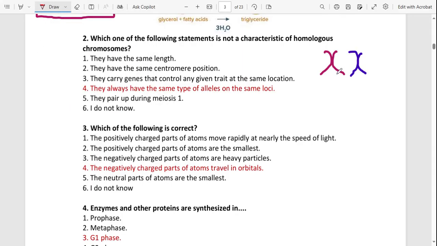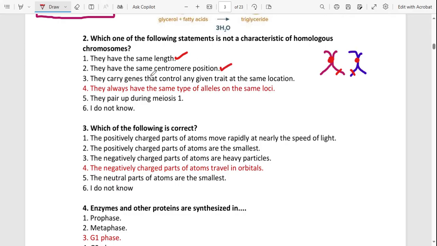Let's say this position, if we're talking about the gene for eye color, even in this position, we have the same gene for eye color. And those different forms of a gene, we call them alleles. The location on a chromosome, we call that the loci. Okay. And then you can see also this point where the 2 sister chromatids attach, which we call the centromere, is at the same position. So number 1, which of the following is not? They have the same length. That is true, right? They have the same centromere position.